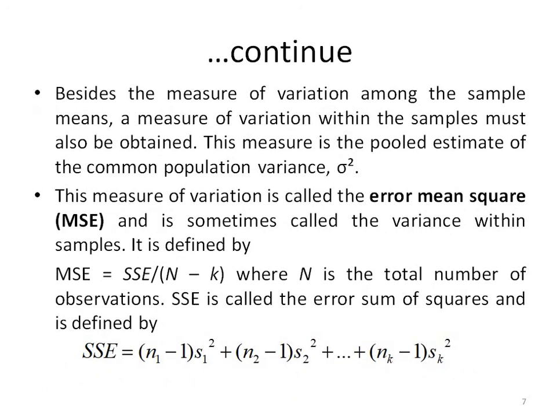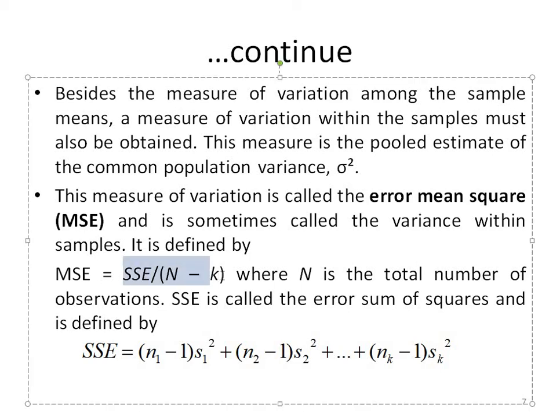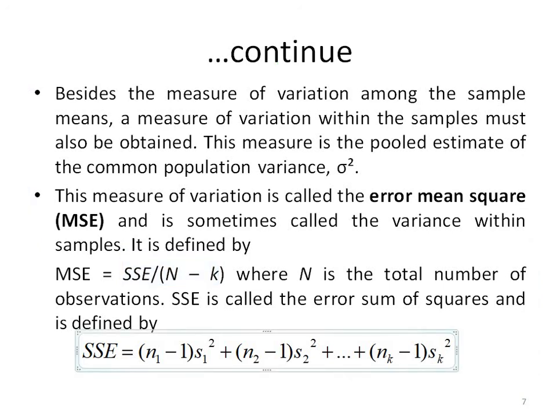Besides the measure of variation among the sample means, a measure of variation within the samples must also be obtained. This measure is a pooled estimate of the common population variance, and this measure of variation is called the error mean square, or MSE. MSE is calculated as SSE divided by n minus k, where n is the total number of observations. SSE is called the error sum of squares, and the formula for SSE is like this.